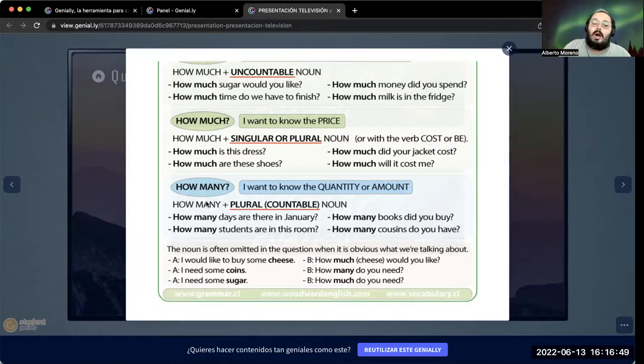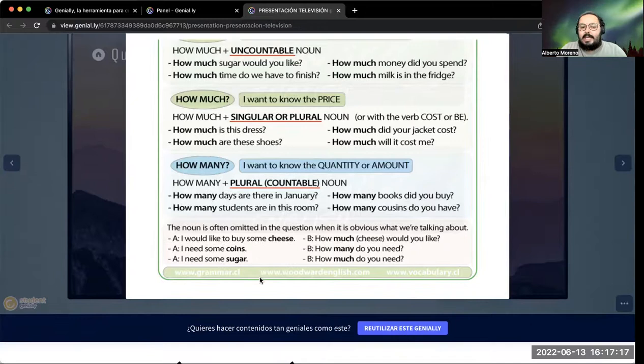And the question, how many, is used to know the quantity or amount of plural countable nouns. For example, how many days are there in January? How many students are in this room? How many books did you buy? How many cousins do you have? If you can see here, we use how many with countable nouns, in plural: days, students, books, and cousins.